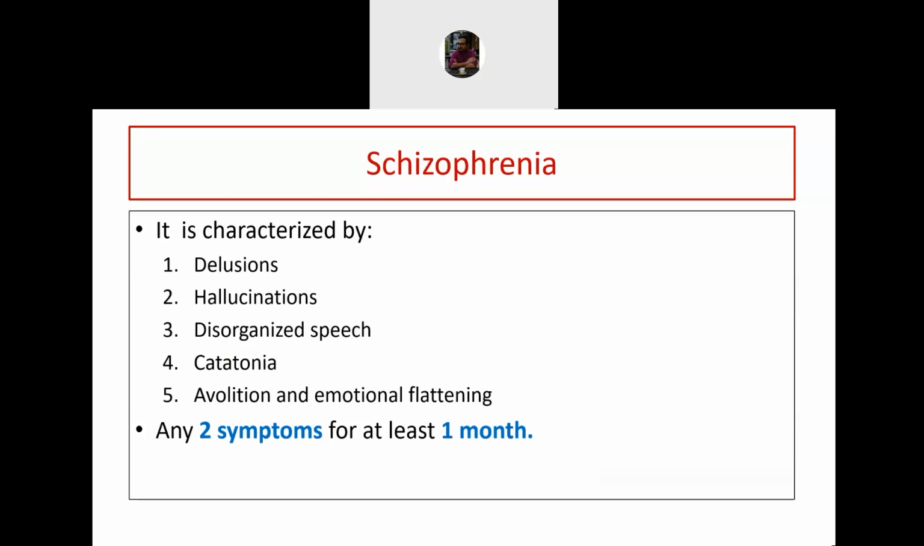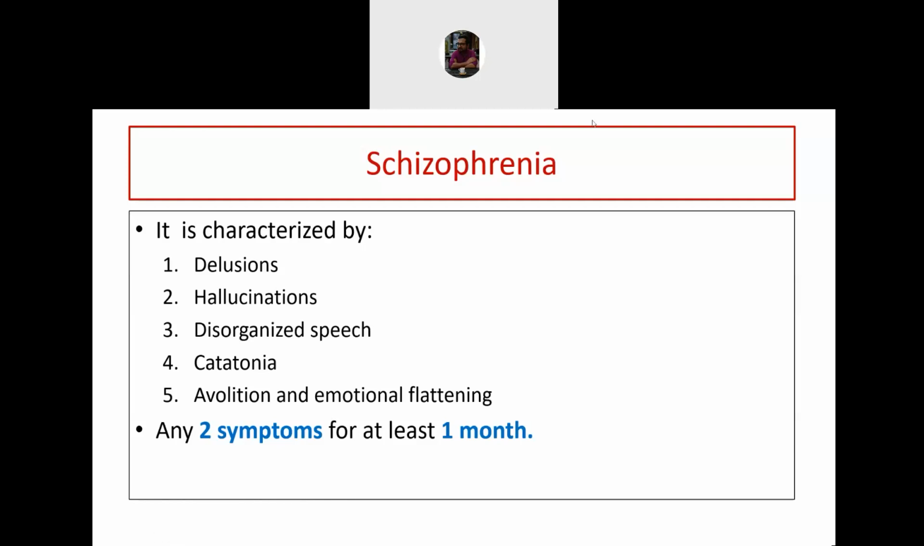So there are five criteria that have been mentioned: delusions, hallucinations, disorganized speech, a speech that does not have much meaning or content, catatonia, I'll explain what is catatonia, and avolition and emotional flattening, which I will again explain. Out of these five criteria, if any two symptoms are present for 1 month, then you can describe the condition to be schizophrenia. And it is expected that out of the two symptoms, one should be from serial number 1, 2, and 3. Any one should be from there because they are more diagnostic of schizophrenia.